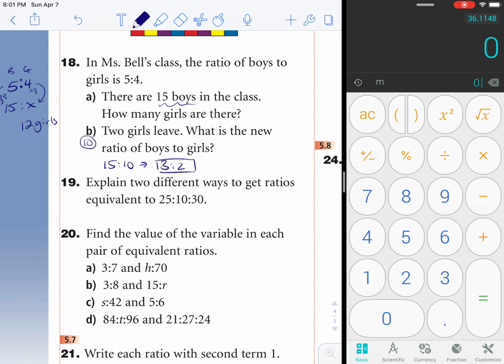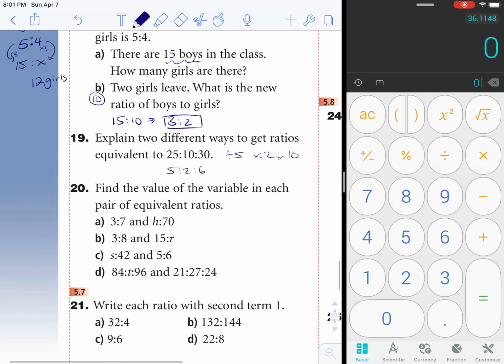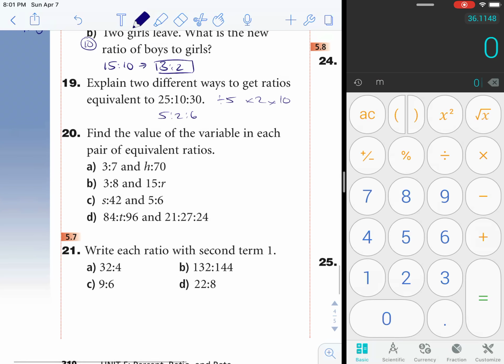Explain 2 different ways to get ratios equivalent to 25, 10, and 3. Well, divide by 5, so you could get 5 to 2 to 6, or you could multiply by 2, or you could multiply by 10, or multiply by any number really, and it'll be equivalent.